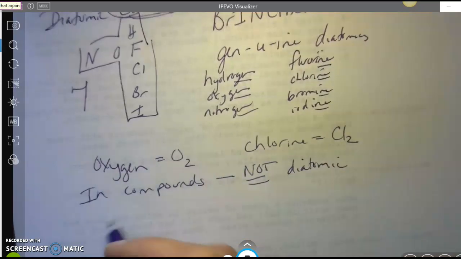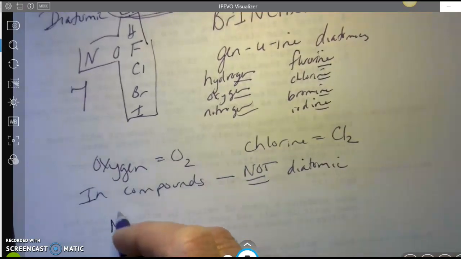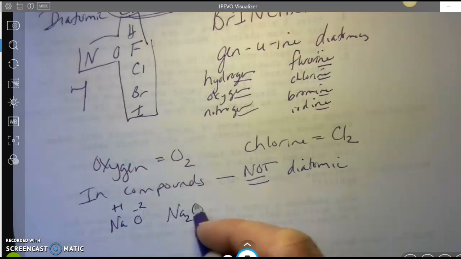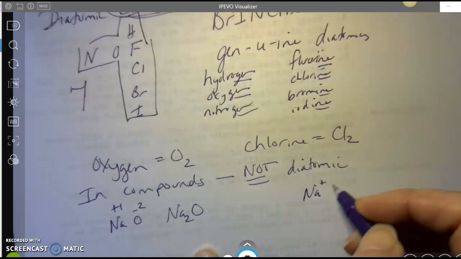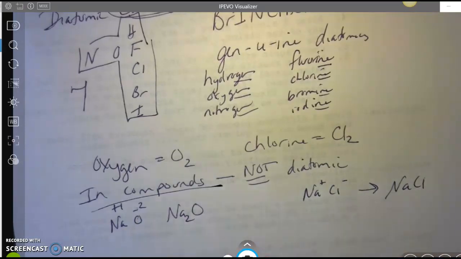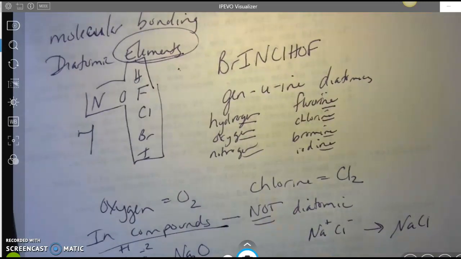So if we go back to what you're already familiar with, if I do sodium with oxygen, I get Na2O. So you'll see there's no 2 in the formula. If I do Na with Cl, I get 1 Cl. So not diatomic in compounds. So it's only in their elemental form, and you'll see that elemental form again when we get to chemical equations. Okay, so we're going to start with drawing.